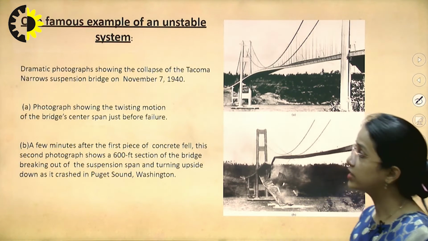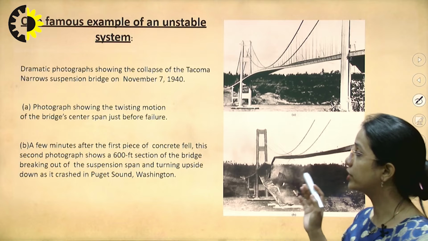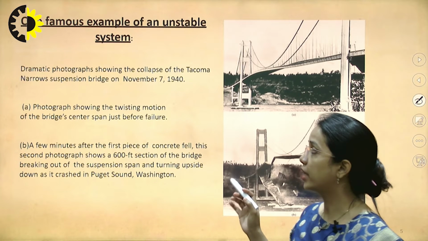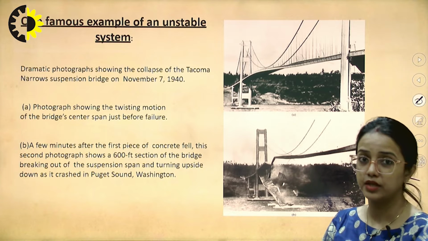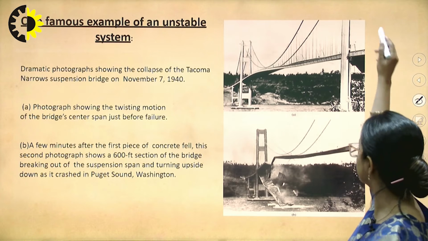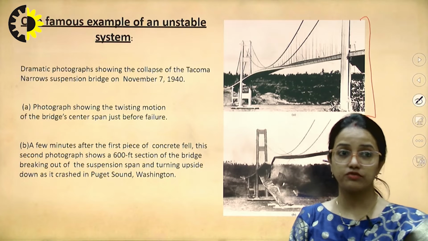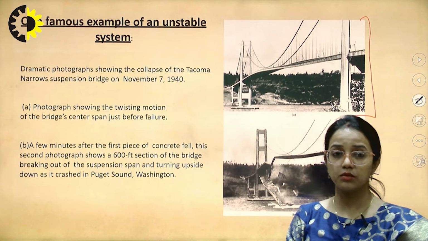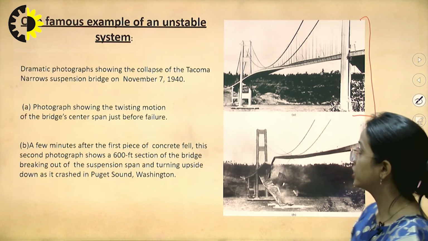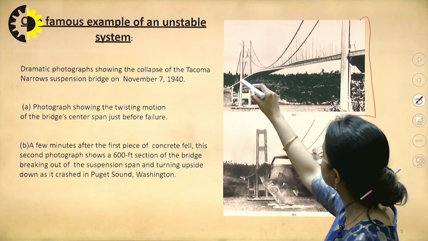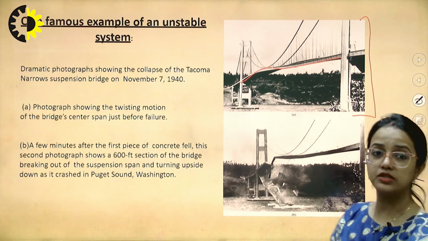This is a very famous example of an unstable system: dramatic photographs showing the collapse of the Tacoma Narrows Suspension Bridge in November 1940. The bridge was laid down with a huge amount of investment, and the first photograph shows the twisting motion of the bridge center span just before the failure. You can see the twist in this bridge.